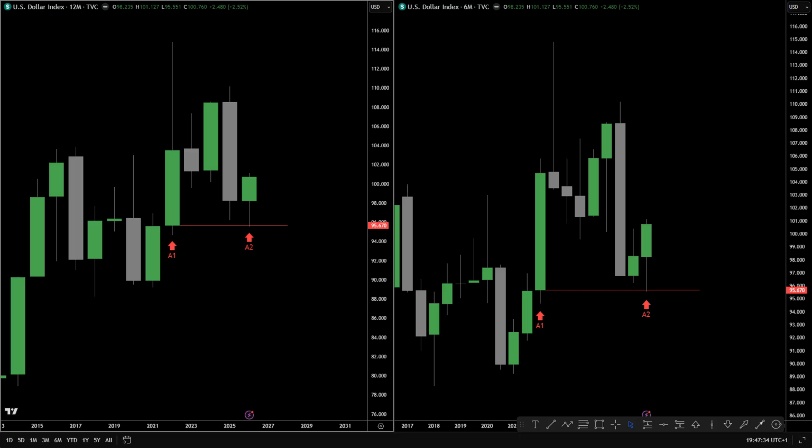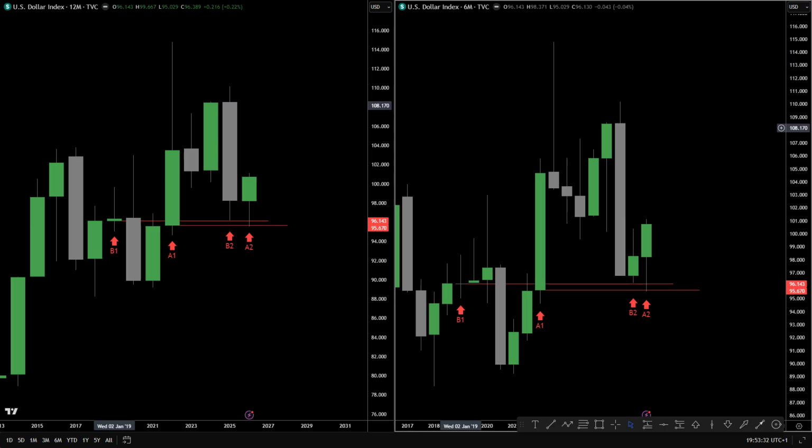Now let's look at the second significant level, level B. Again, notice the precision. The low of candle B2 respected the open price of candle B1. Two major reactions. Two precise references. This gives us important information about how price is interacting with these higher time frame levels. So that's the downside structure.